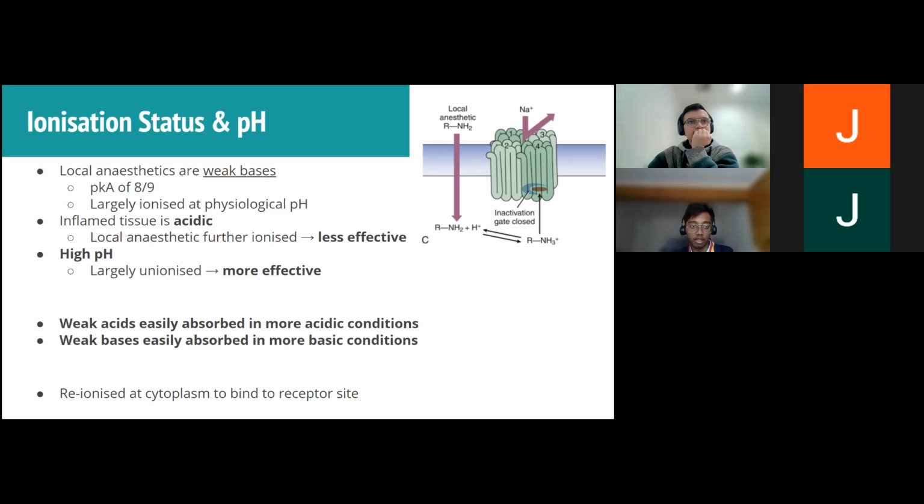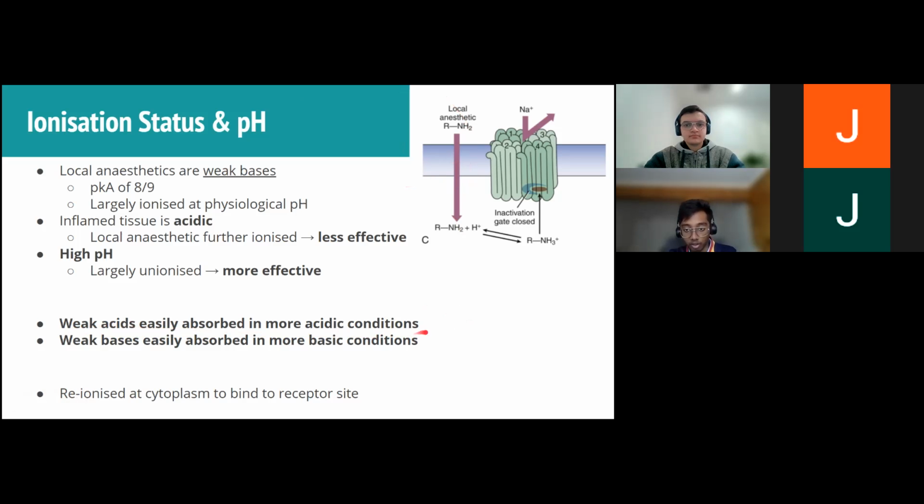And if the tissue is inflamed, it's going to be an acidic environment. Since it's more acidic, the weak base would want to ionize more to neutralize, so the local anesthetic would be further ionized. Therefore, at inflamed tissues, the anesthetic would be less effective, because we don't want it to be ionized, because that makes it less able to cross the barrier. Therefore, in basic situations where there's a high pH and it's largely unionized, the local anesthetic effect is more effective, since it's able to cross the barrier more easily.